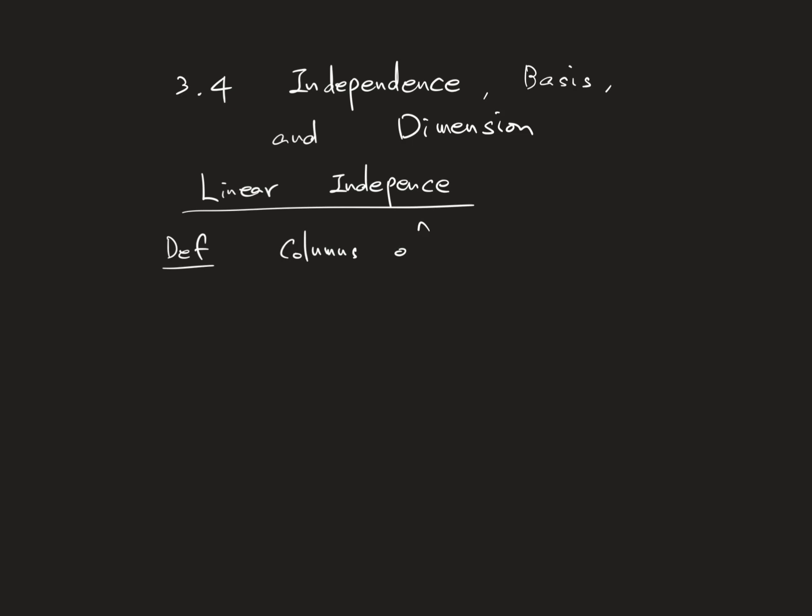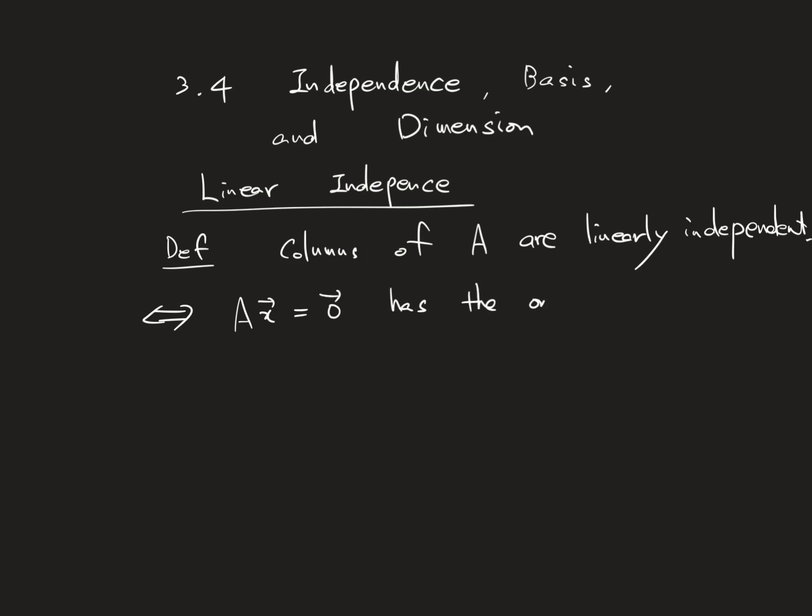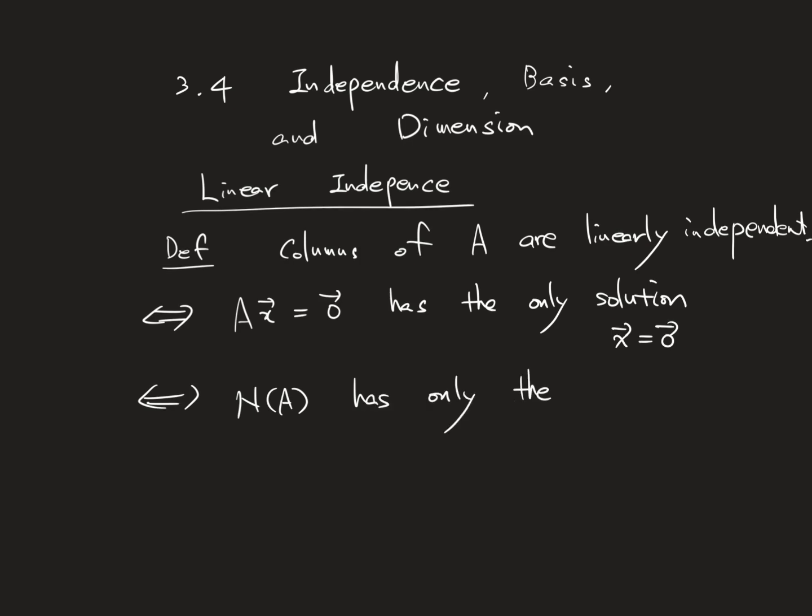Columns of A are linearly independent if and only if AX equal to 0 has only the solution x equal to the 0 vector, and the null space has only the 0 vector.